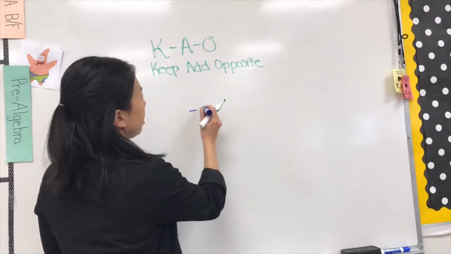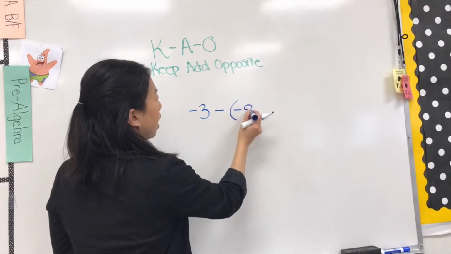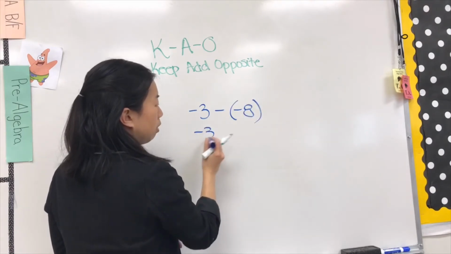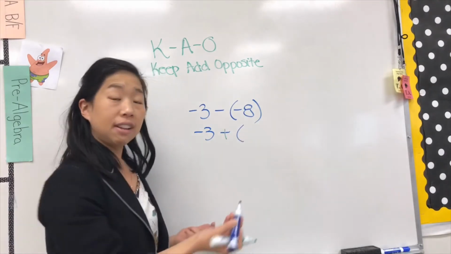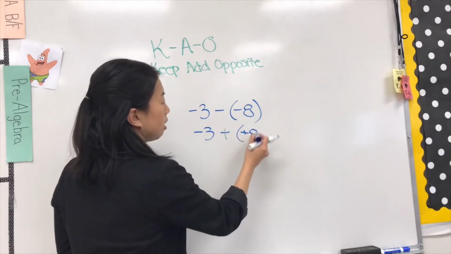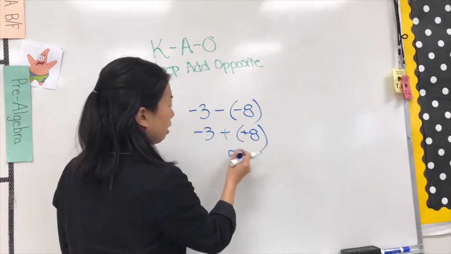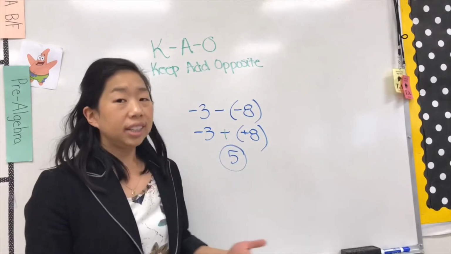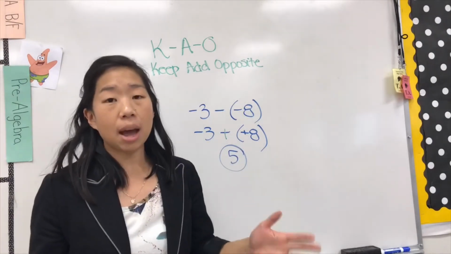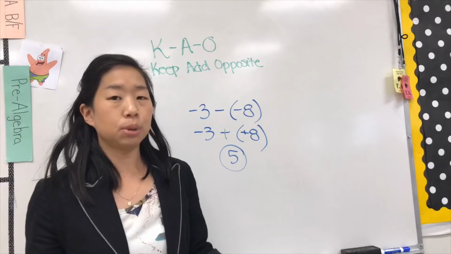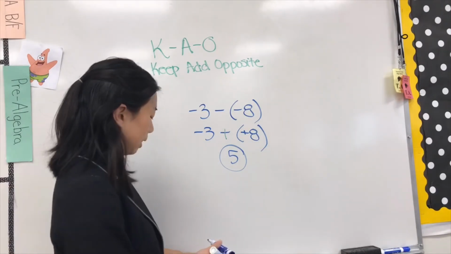So if I had -3 minus -8, I would keep the -3, change my subtract to an add, and then the opposite of -8 is going to be +8. So -3 plus 8 is going to be 5. Really, these 3 letters have transformed the way that my students have learned how to subtract integers because they are never subtracting, they are always adding the opposite.